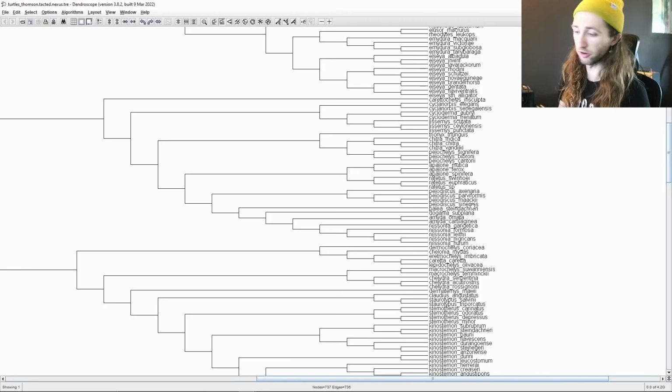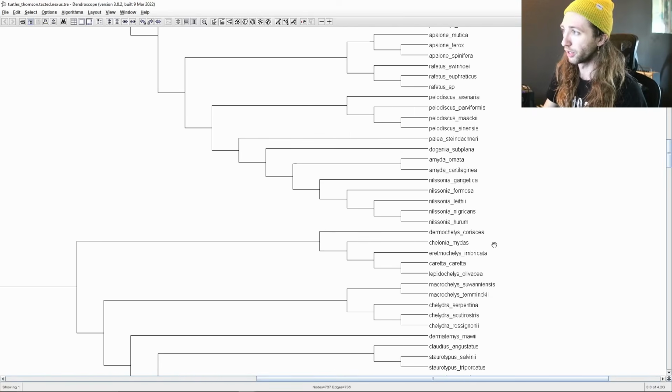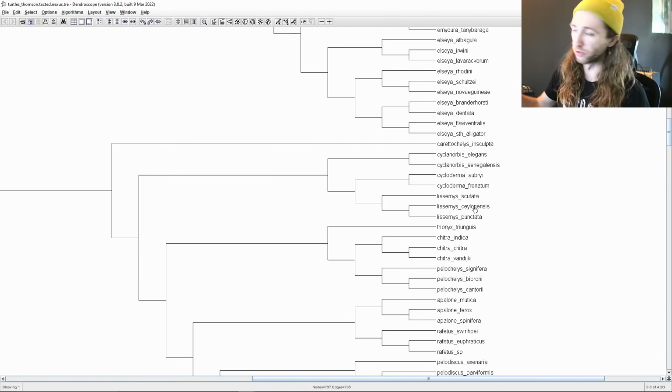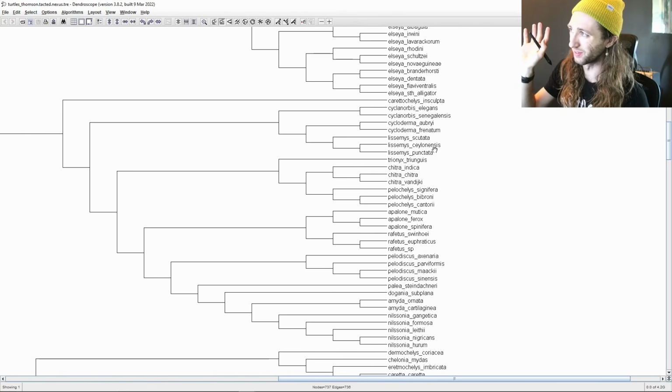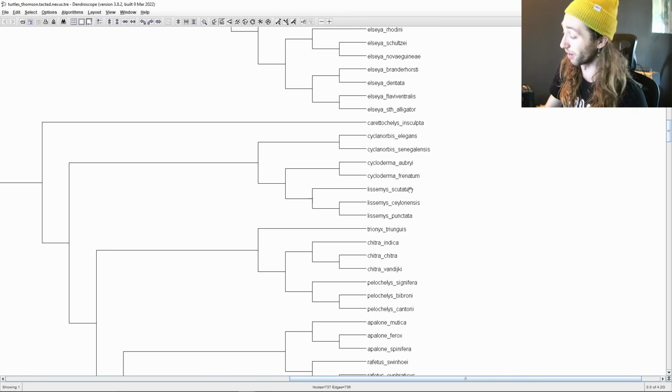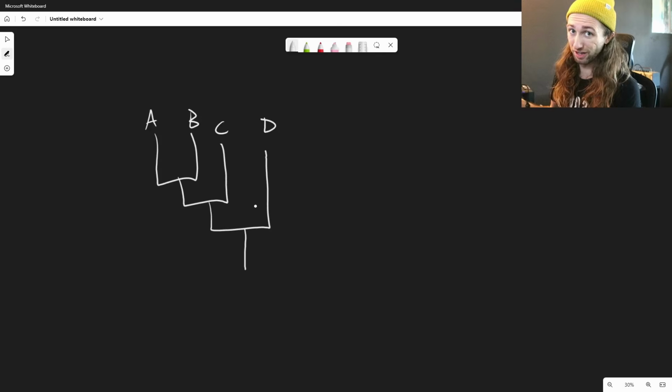So this is a real phylogeny. This is actually the phylogeny that I'm using for my master's research, and it's for the world's turtles. We are not going to be looking at this for the most part, so don't worry. This is 340 species. It's a little bit much. But a phylogeny, all it does is it tells us the relationships between organisms. Let's look at a more simple example here.